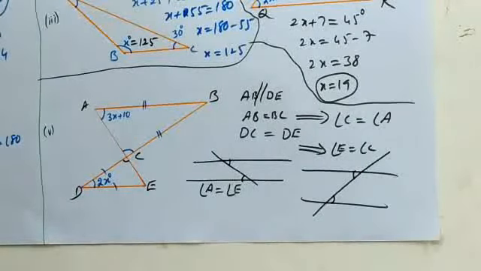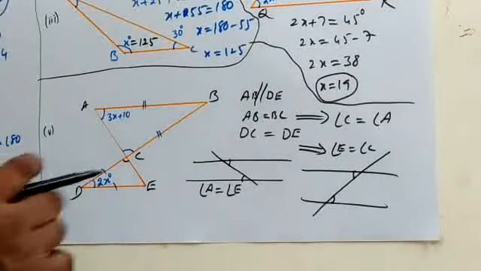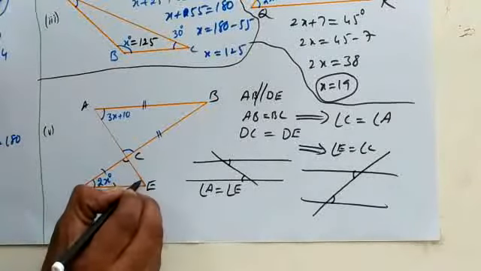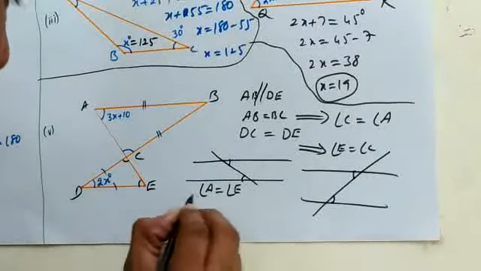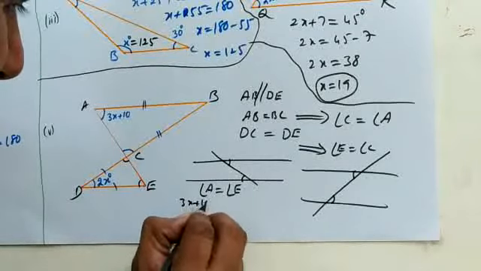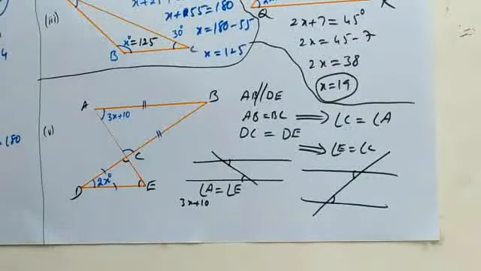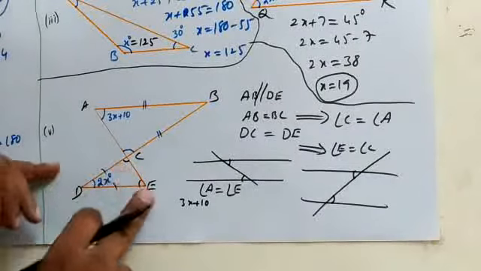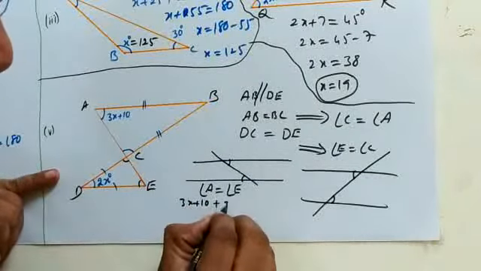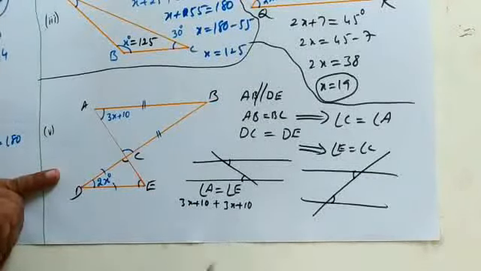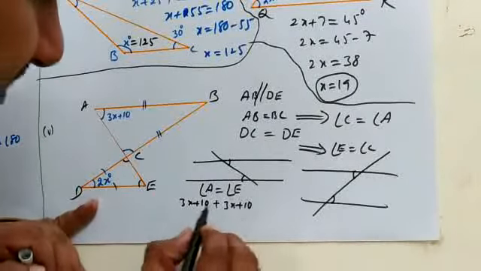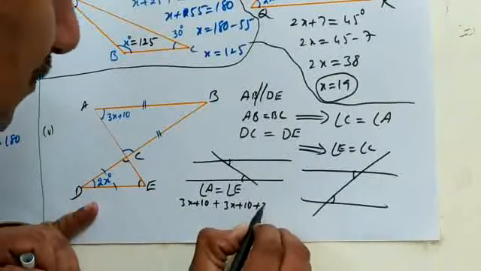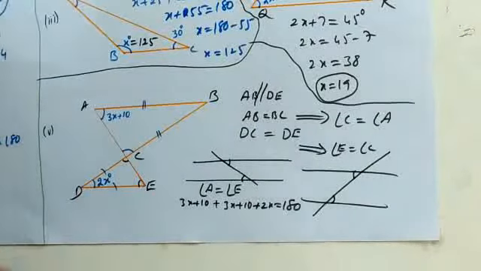What is angle A? Here this angle is equal to this angle. Therefore, angle A is 3x plus 10. The sum of three interior angles is equal to 180. Therefore, 3x plus 10, 3x plus 10 plus 2x is equal to 180.